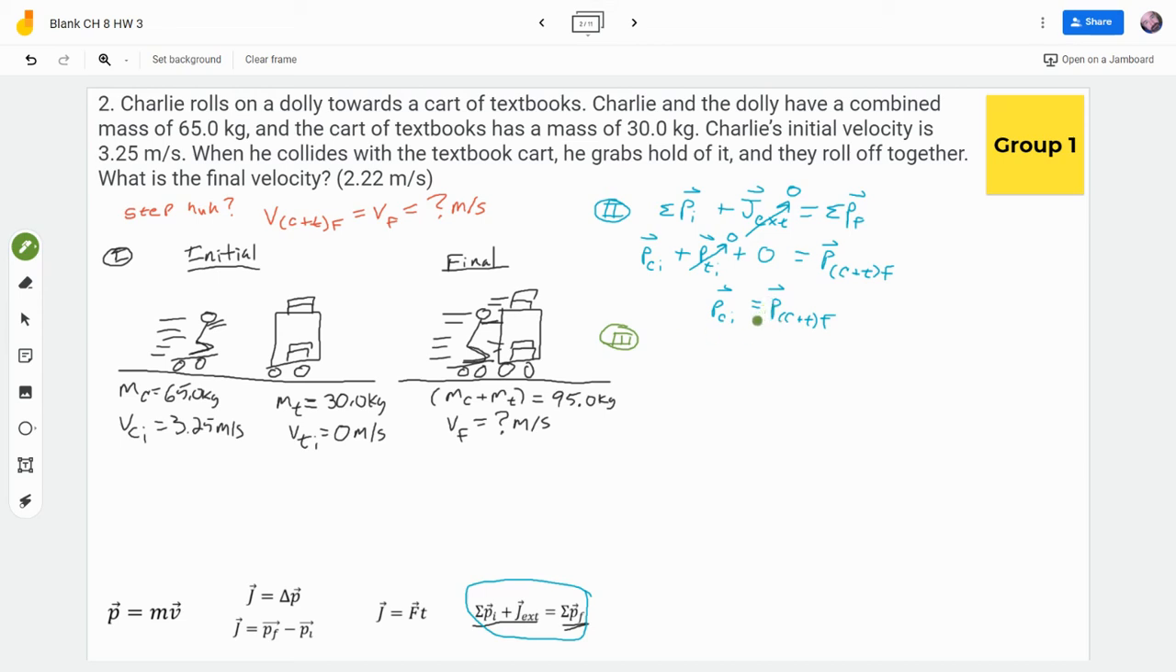If we had a situation where something was moving to the left, then the hats would be more useful. In this one, they don't matter. But I'm showing you how to do it in general. Just do the hats, and then, if they're useless, they were useless. Doesn't really hurt you. So P sub C initial, Charlie was moving to the right. So that gets a positive. So P sub Ci with no hat. And then P sub C plus T in parentheses, final. That's also moving to the right.